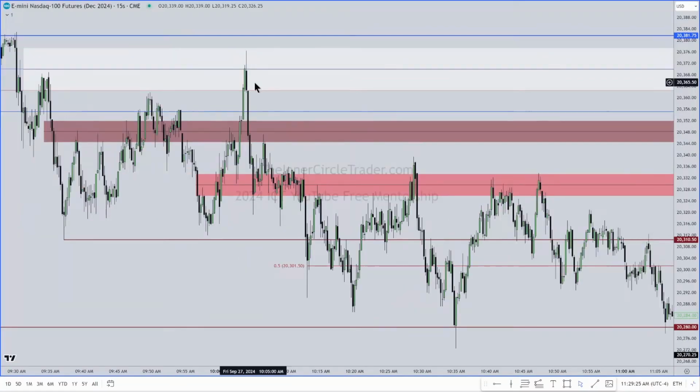You can still study, you can tape read, or you wait for the obvious disruptions. It spent time in this inefficiency over here. We've already done the damage up here. This was your Judas swing of the day. Even though it doesn't make a higher high than the opening price, this was the Judas. This is the thing that led everybody astray if they want to be bullish.